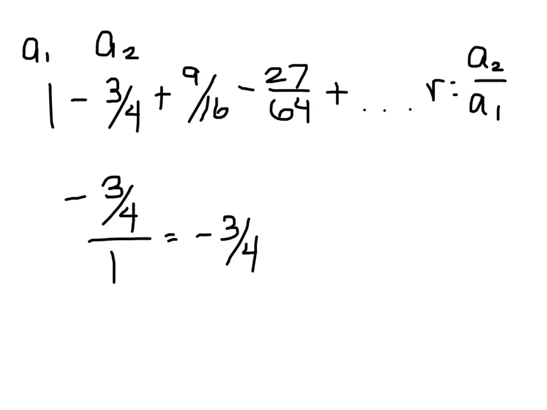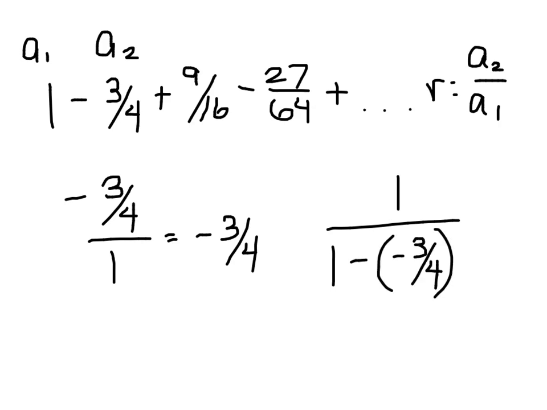So, what's the first number? One. Good. Over 1 minus negative 3/4. Again, as Allie asked, can you just type this in your calculator? Uh-huh. And Tamara got 4/7. Does anybody else get that? Yeah? Okay, so it must be right.